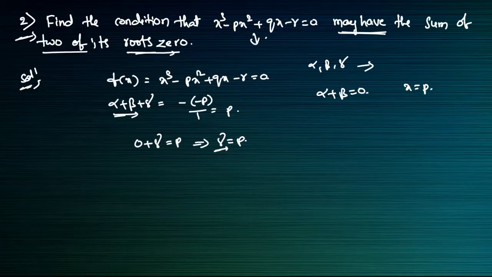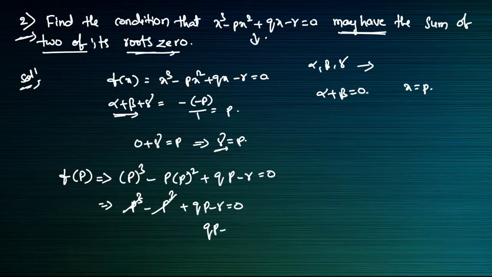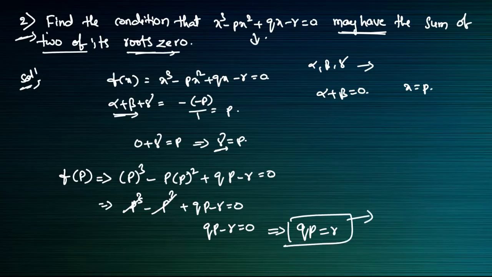So here f of p I will substitute in the equation. It will become p cube minus p into p square plus q into p minus r is equal to 0. So p cube minus p cube, these two will get cancelled. qp minus r is equal to 0. From this we can write qp is equal to r. So this is the condition we have to find: qp is equal to r is the condition here.